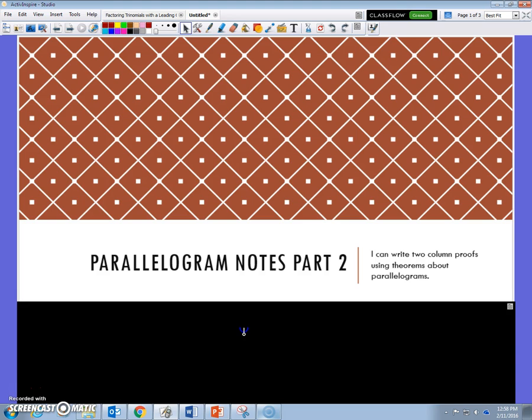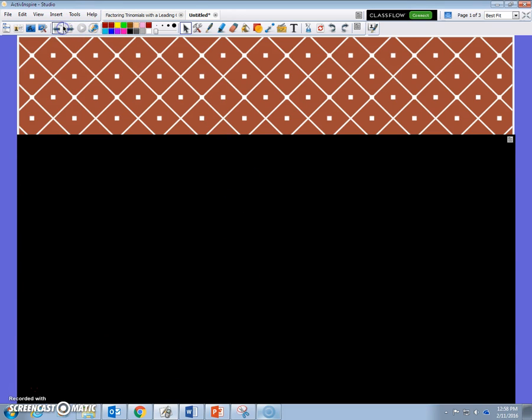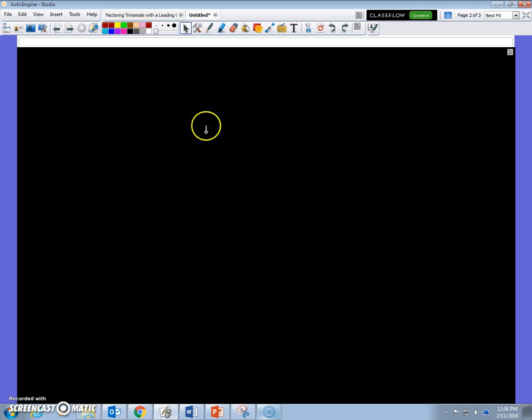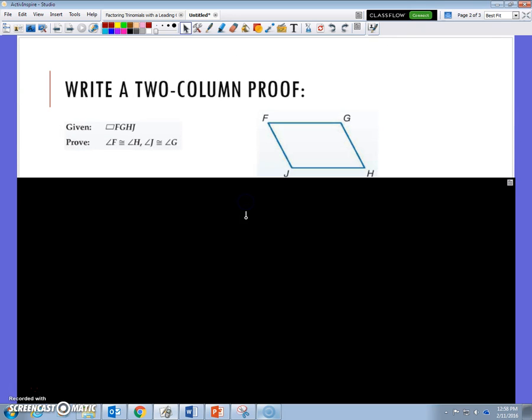So today we're going to practice writing two-column proofs, and we're going to use the theorems that we learned about parallelograms yesterday and their diagonals. So let's take a look here. We're going to start by writing a two-column proof. What we're trying to prove is that angle F is congruent to angle H and angle J is congruent to angle G, given that FGHJ is a parallelogram.